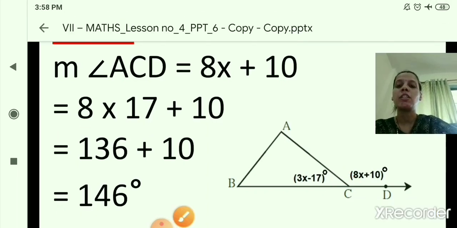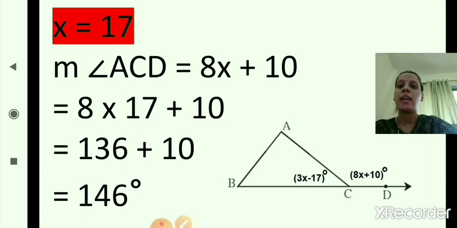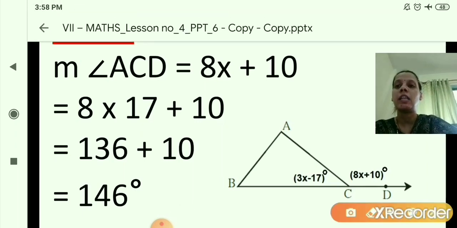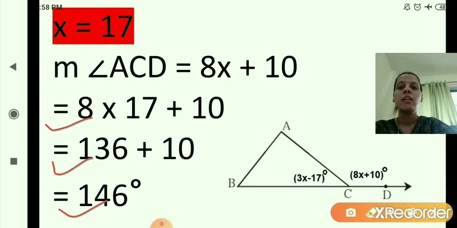Now we will find the measure of angle ACD. What is the measure of angle ACD? 8x plus 10 degrees, and x we got as 17 degrees. So 8 multiplied by 17 plus 10. 8 multiplied by 17 is 136. So 136 plus 10, that is 146 degrees. Right? So we got the measure of angle ACD as 146 degrees.